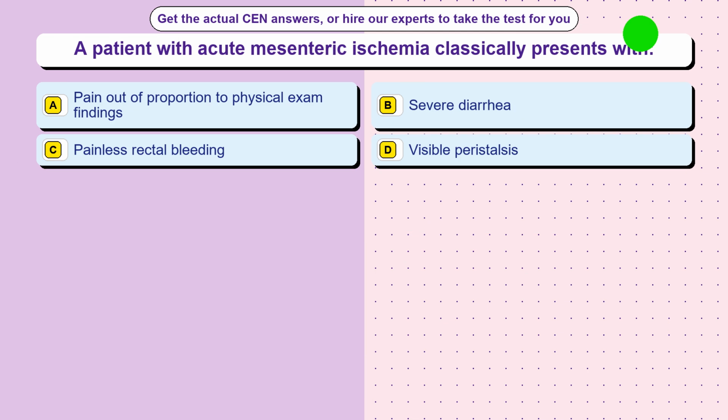Question 75. A patient with acute mesenteric ischemia classically presents with: Option A, pain out of proportion to physical exam findings. Option B, severe diarrhea. Option C, painless rectal bleeding. Option D, visible peristalsis.